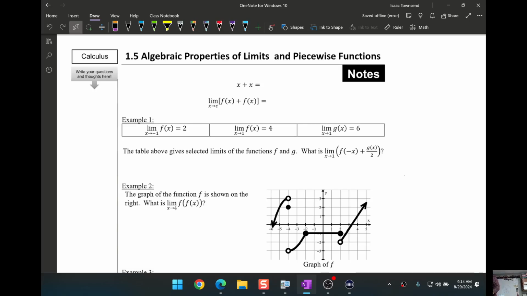Okay, the nice thing about, we're going to talk about limit properties. You've actually been using a lot of these already. Most limit properties are very intuitive. There's only one that doesn't necessarily work out the way that you expect.